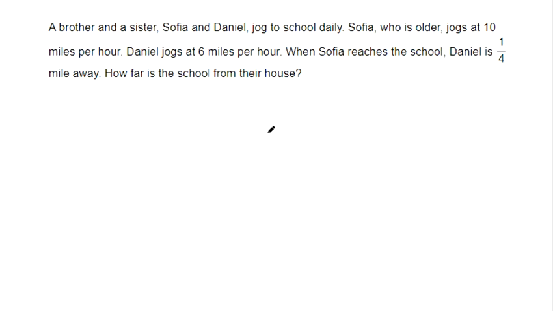How far is the school from their house? We got Sophia and Daniel. They jogged to school. They're brother and sister, and so we're assuming they leave from the same house. Here's my house. Here's the school.